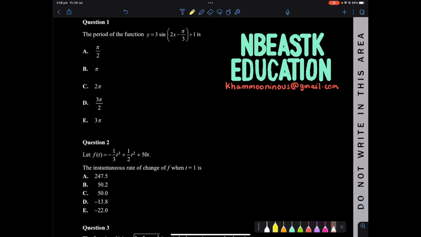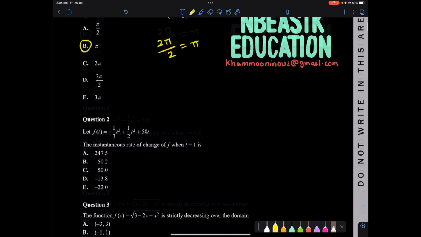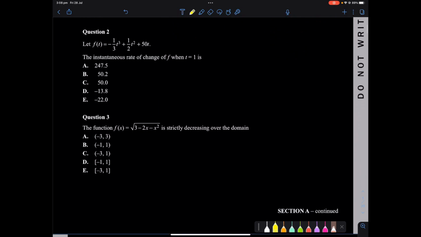Yeah, let's go. Okay, the period of the function y equals 3 sine 2x and so on. The period is just 2 pi over 2, which is pi. So B is your answer for the first one. Next question, question 2.